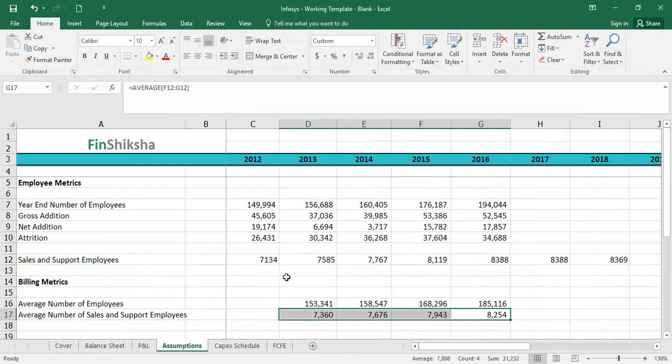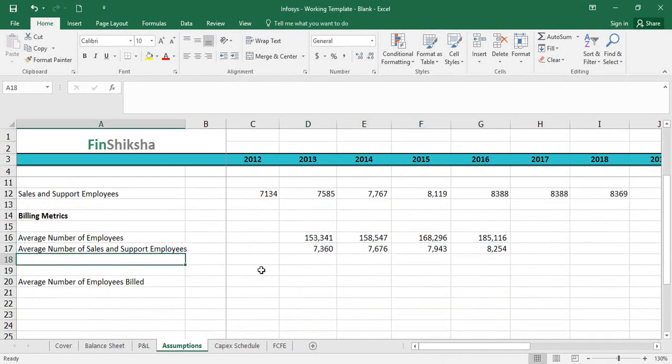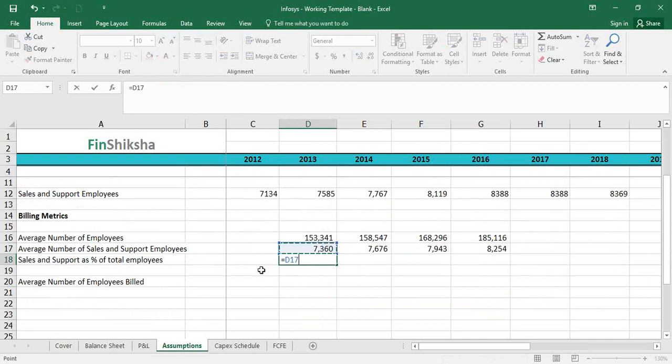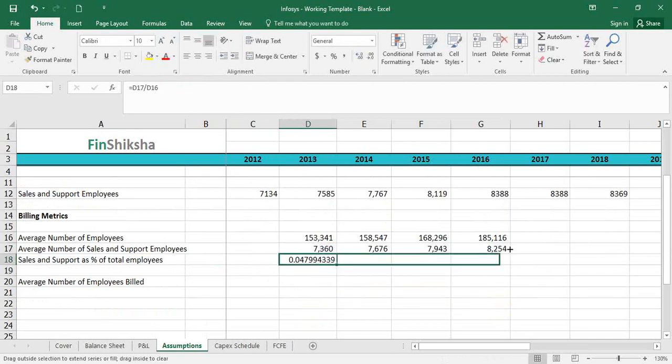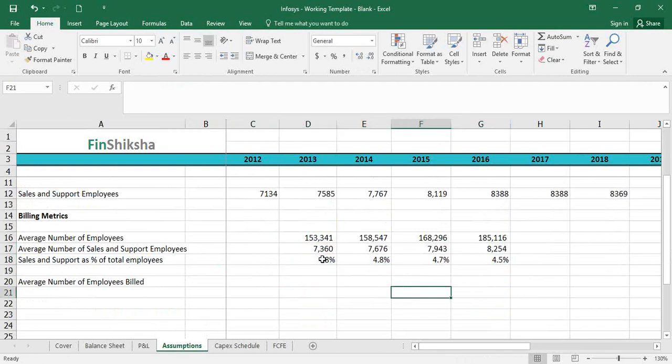And I can ignore this error. We can also find out sales and support as a percentage of total employees. Can we find it out? So 7360 divided by this number, and I can drag it here and we can calculate the percentages. So approximately 4.5% of their workforce is sales and support guys.